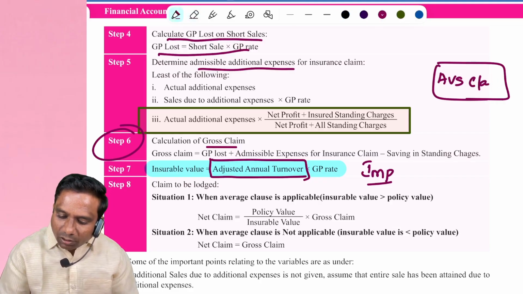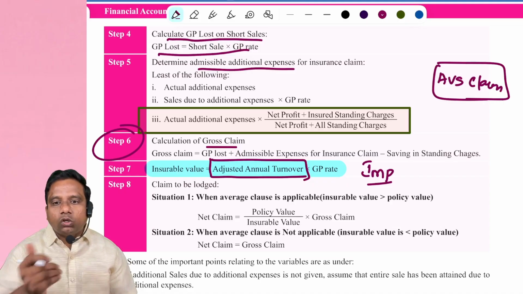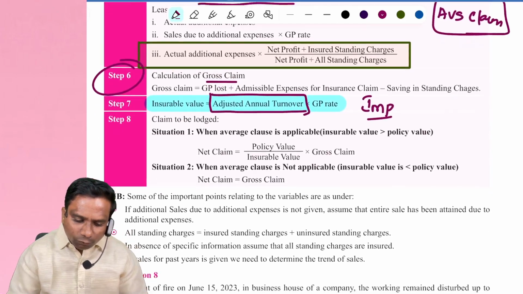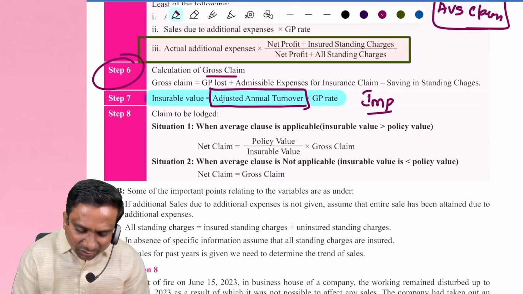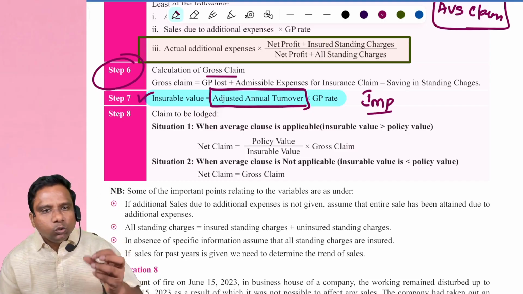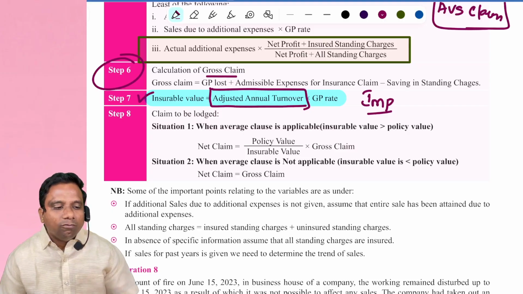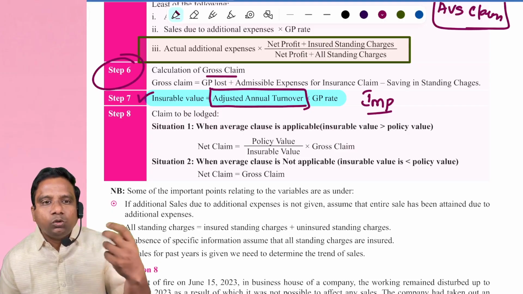So here also we are going to check whether the average clause is applicable or not. Is it clear, everybody? Yes, sir. So for that, first we check what is the insurable value. Insurable value is nothing but for how much amount you are supposed to take policy.